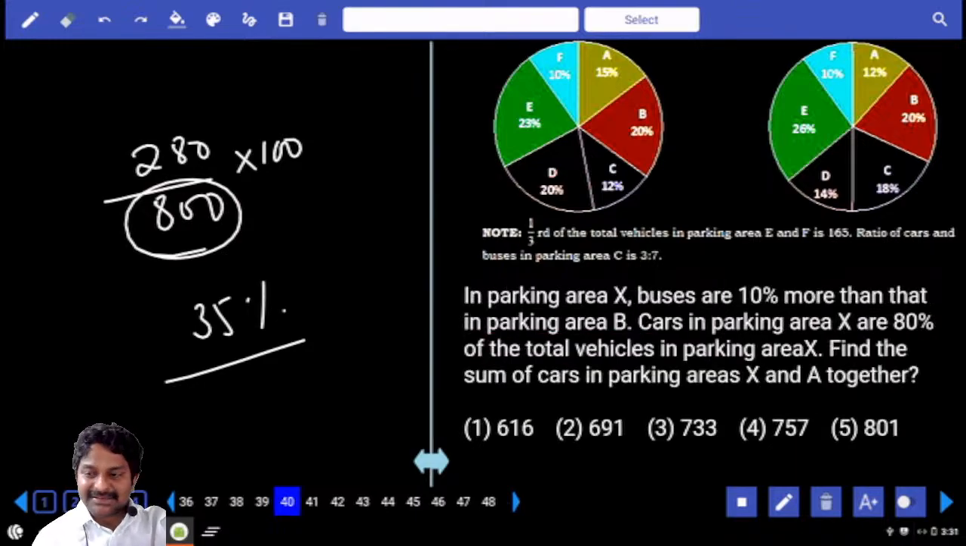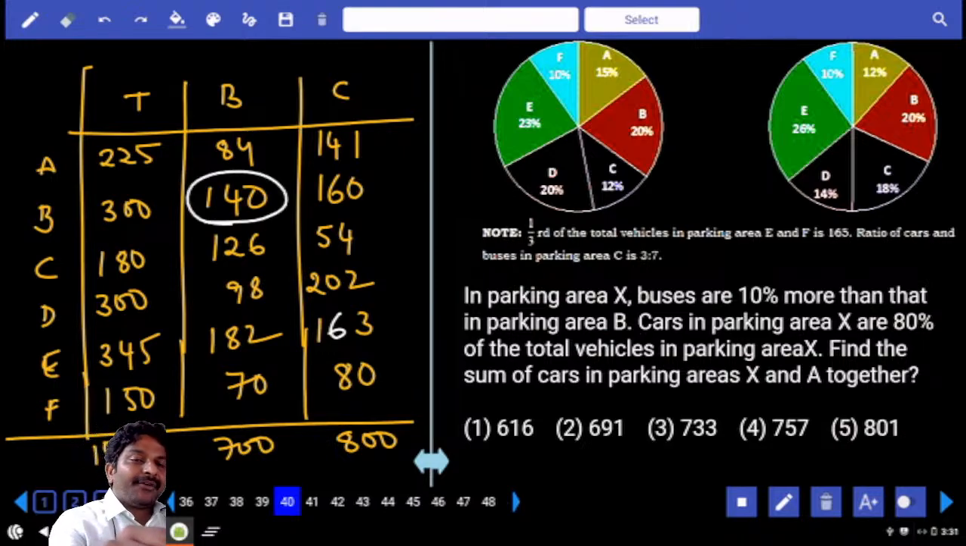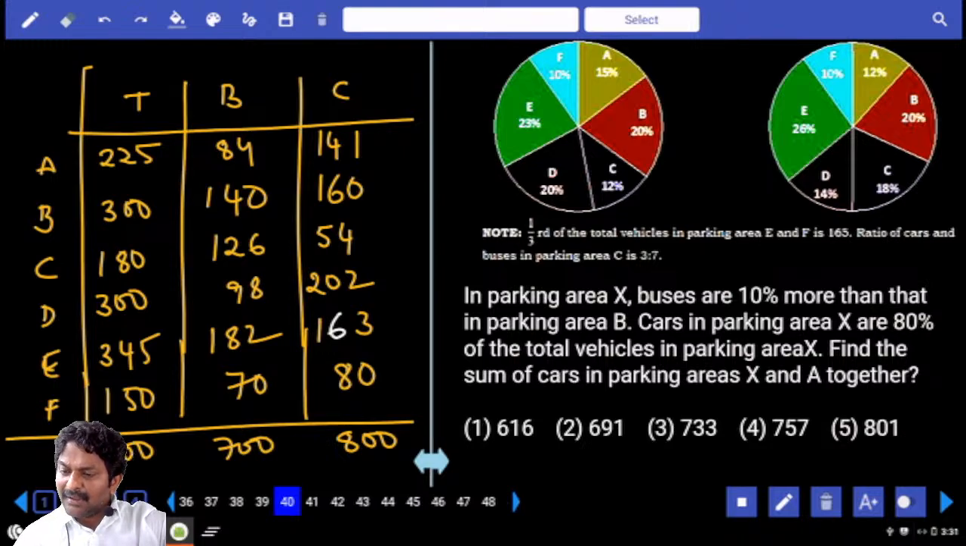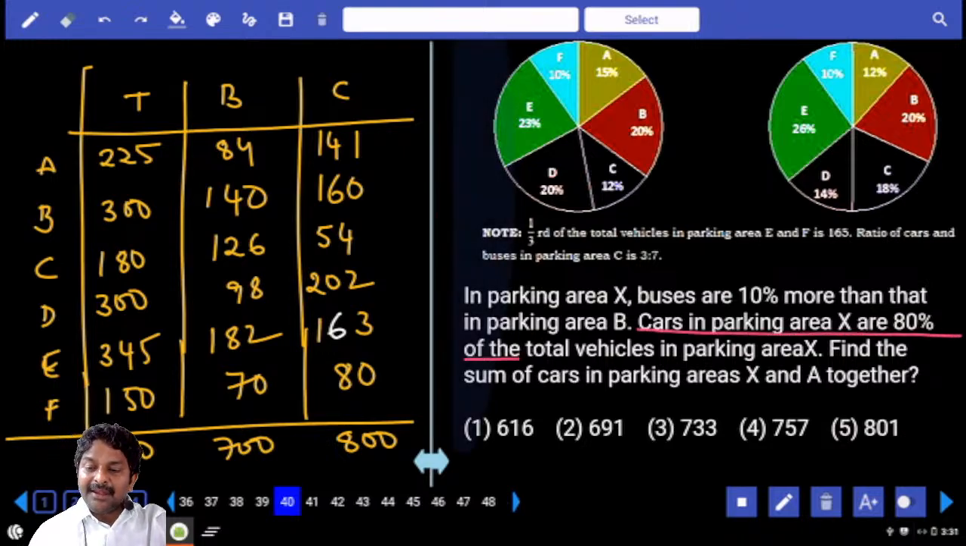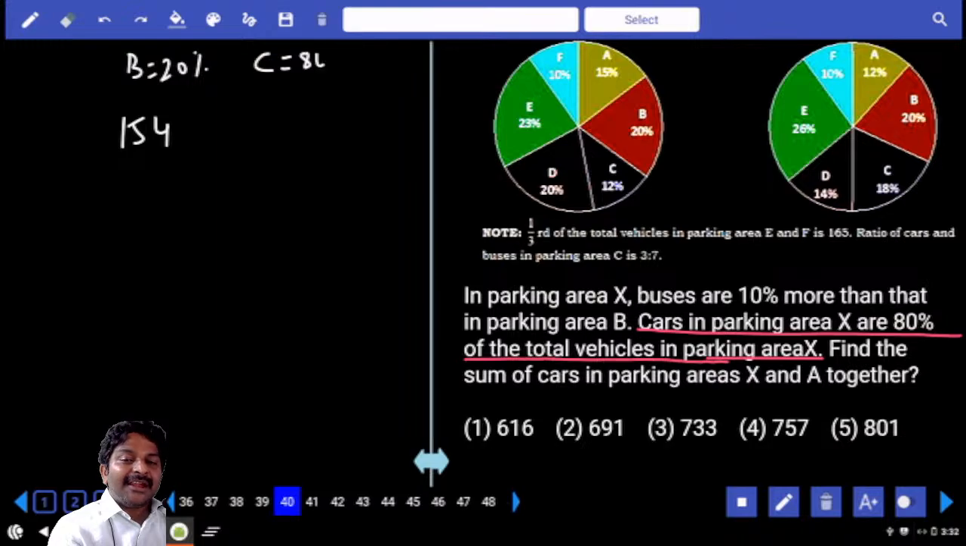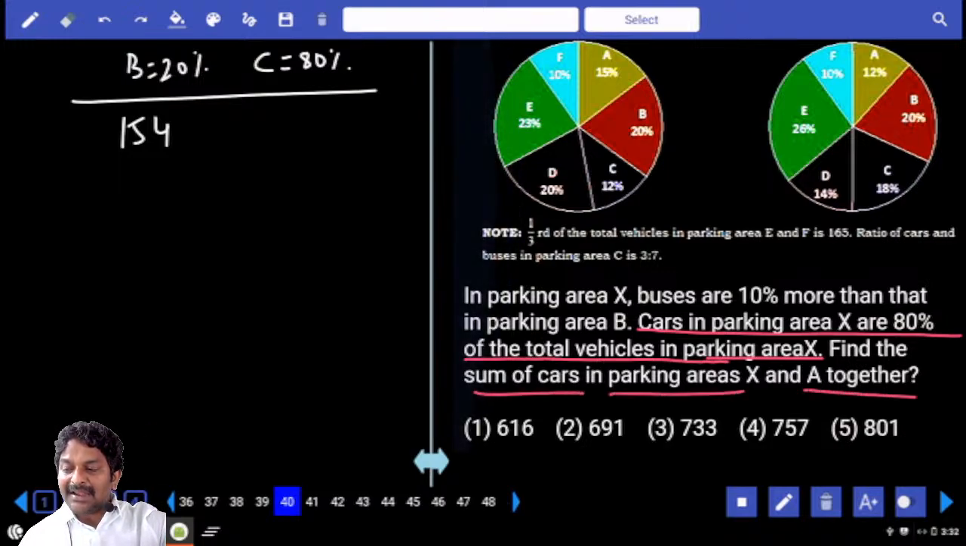In parking area X, buses are 10% more than that in parking area B. Parking area B, 140 we have, 10% more than that, 154 are there. These are buses. Cars in parking area X are 80% of total vehicles in parking area X. That means buses are 20%, cars are 80% of the total. Both together 100%.